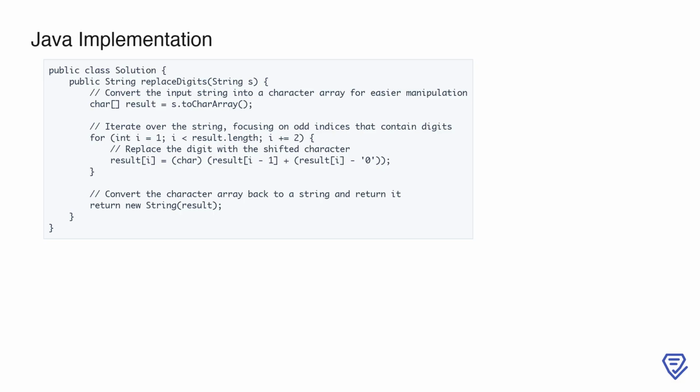This is the Java implementation of LeetCode problem number 1844, Replace All Digits with Characters. The code mirrors the logic of the provided Python solution. It processes the string by iterating through the odd indices, which contain digits, and replacing them with the shifted characters. Key differences include explicit type declarations and use of Java-specific constructs like char for string manipulation.